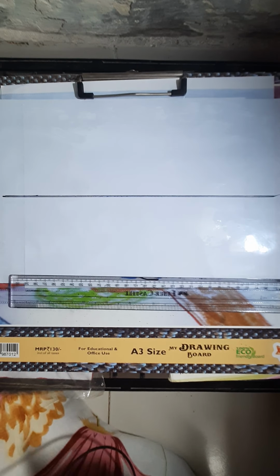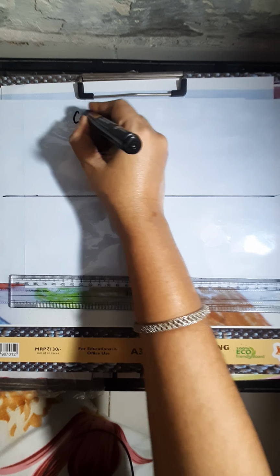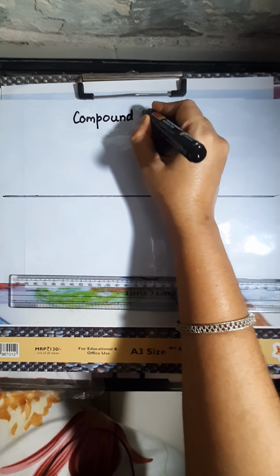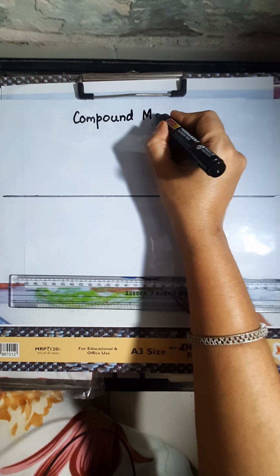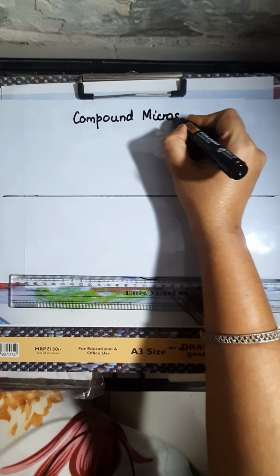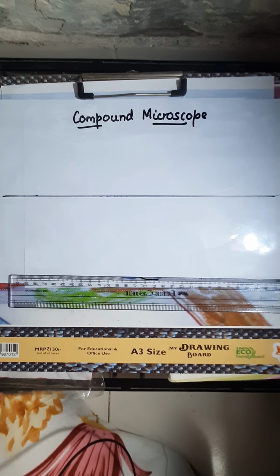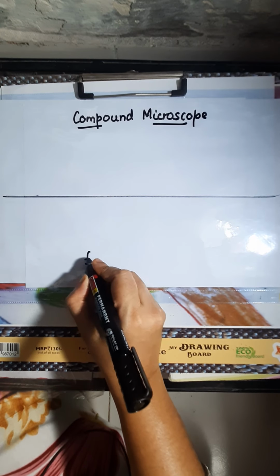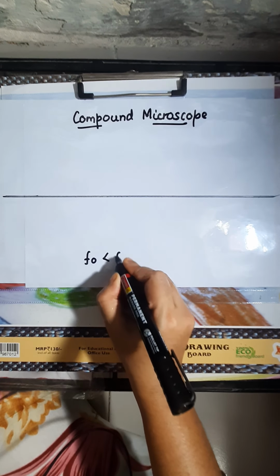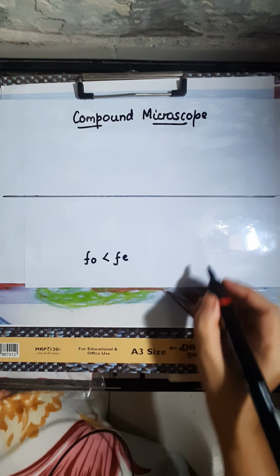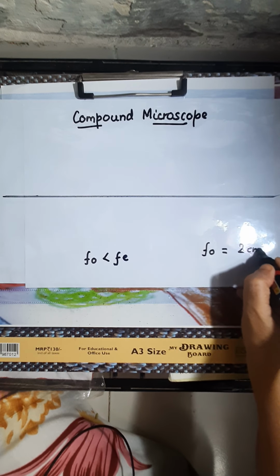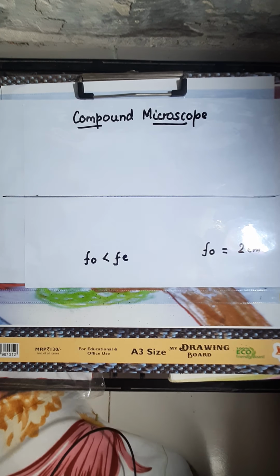Okay, so now we will draw the diagram of the compound microscope. As usual, for the ray diagram of the compound microscope, we draw our principal axis. Now, we must remember that the focal length of the objective is less than the focal length of the eyepiece. For our convenience, let us take the focal length of the objective as 2 centimeters.